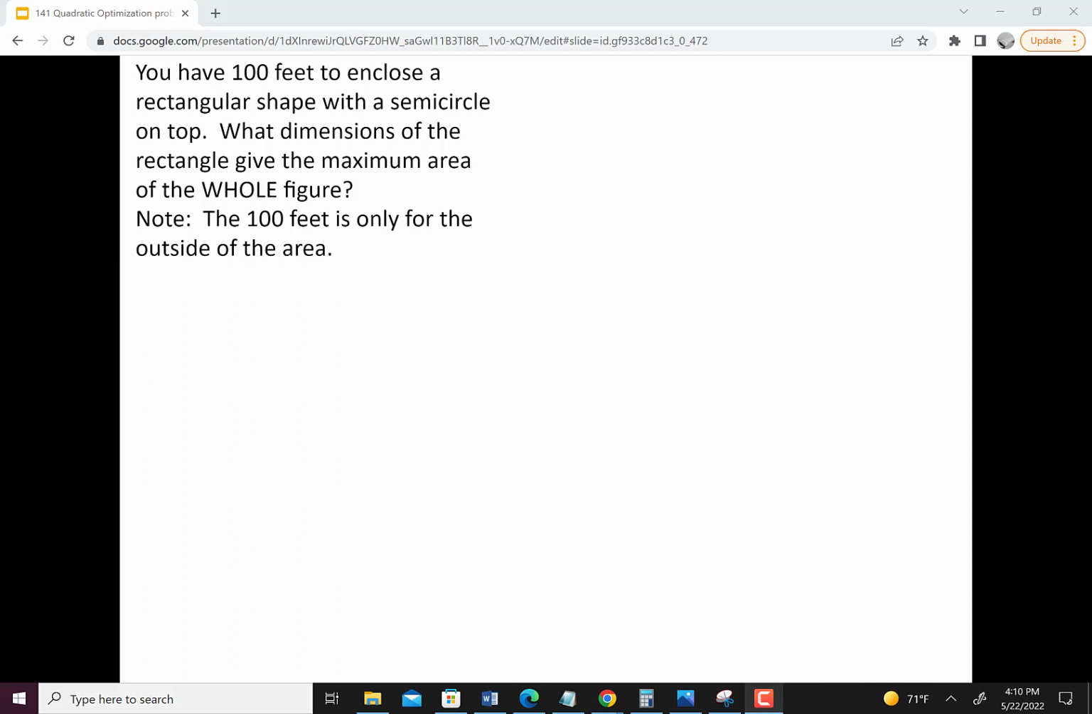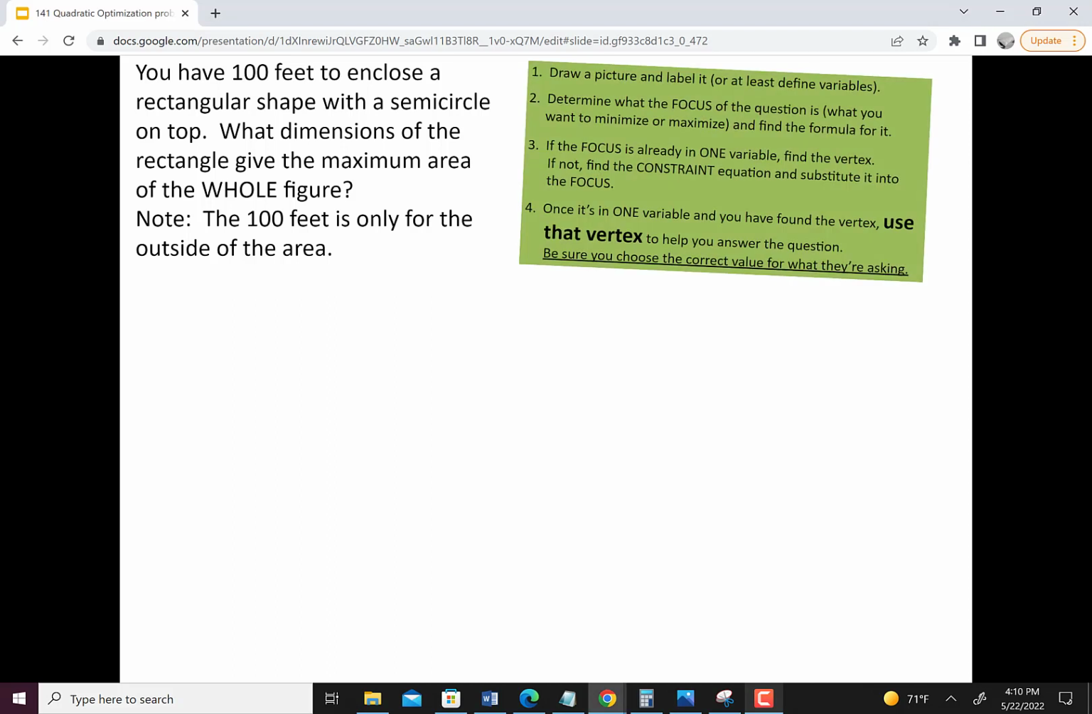All right, here's another video where we want to maximize an area. And let's remember what our steps are for optimizing, which is maximizing or minimizing a problem with pre-calculus. Number one, draw the picture and label it.